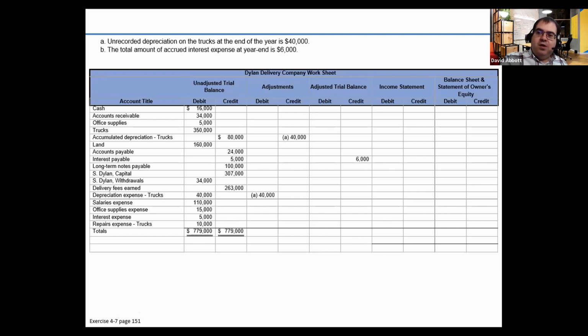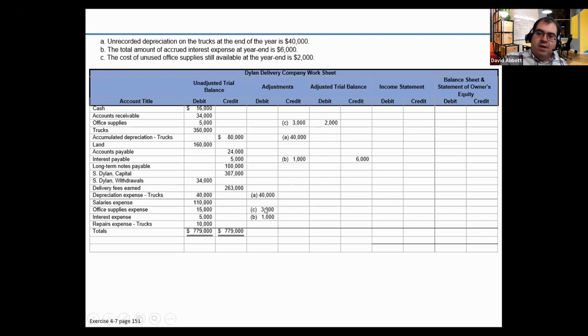And then the interest expense, so you have interest payable then would be $6,000 because that's the amount that they had. So the adjustment then would be a credit for $1,000 because we're increasing that. So it would be a debit for interest expense, a credit for interest payable.